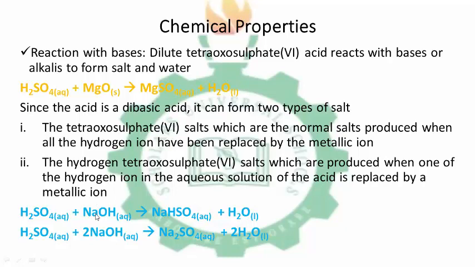Then the sodium and the remaining hydrogen ion and the tetraoxosulfate VI ion will form NaHSO4. Now this is an acidic salt. I know you would have talked about acidic salt when you were talking about acid, base and salt in SS1. So I want you guys to revise it very well in order to understand this concept, because you have to understand the concept of ionization of acid in water.